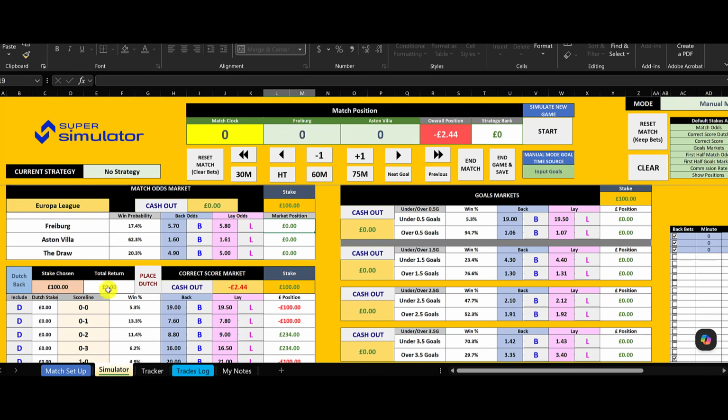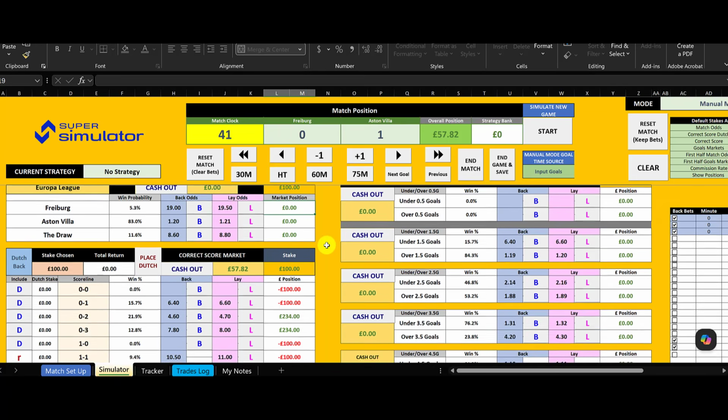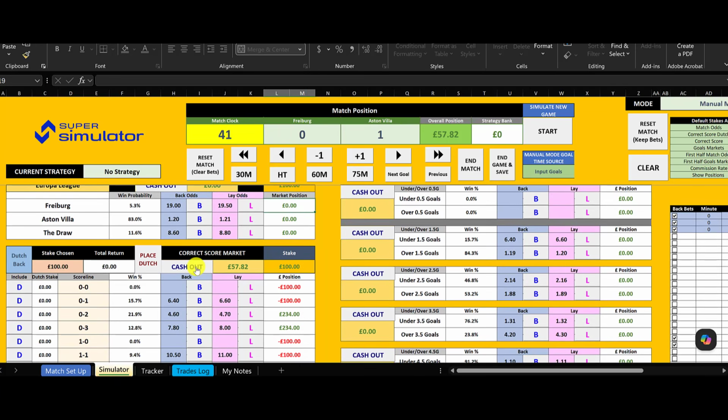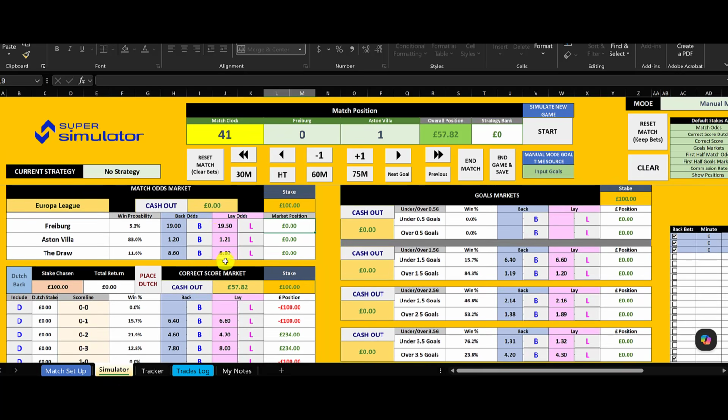Now, what would it have done for us after Aston Villa took the lead? I don't know, actually. Don't know how this is going to play out. Let's see what happens. Okay, so you would have locked in £57 profit. So same sort of risk in the market, right? But a bigger profit. So that's interesting.